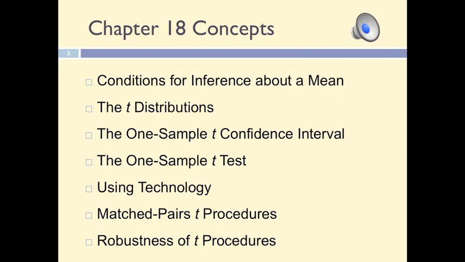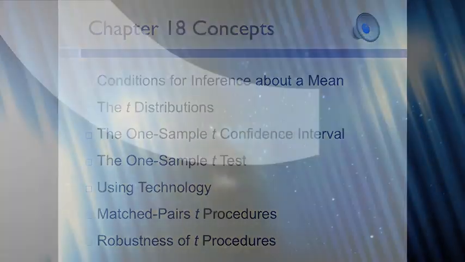We will also learn a new type of test of significance, which is called a matched pairs t procedure, and how to do this by hand and by using software.